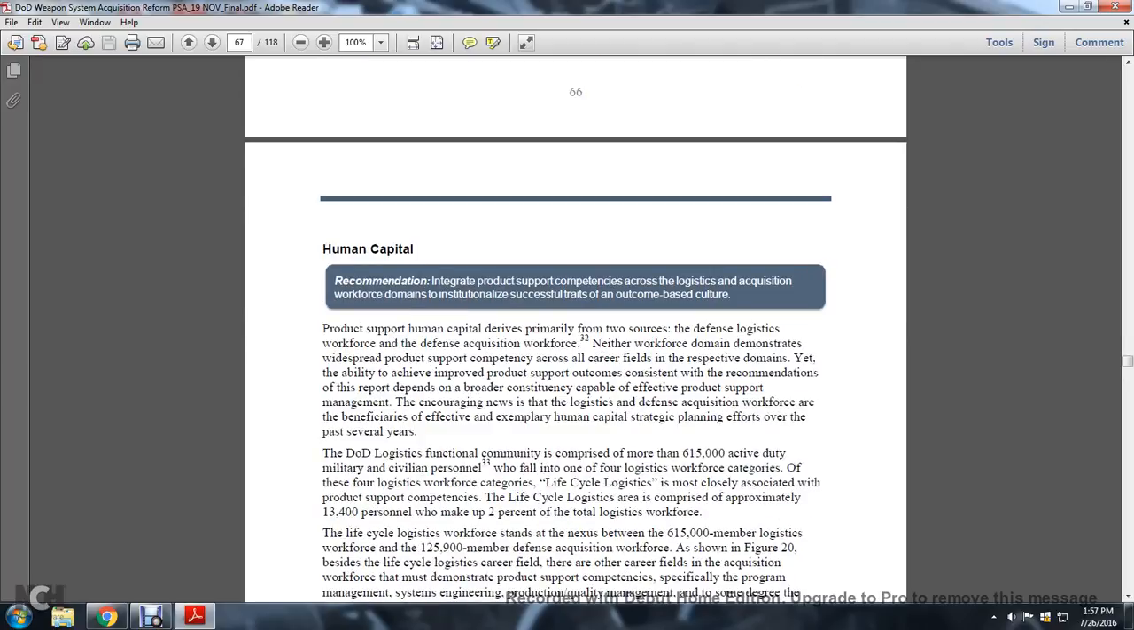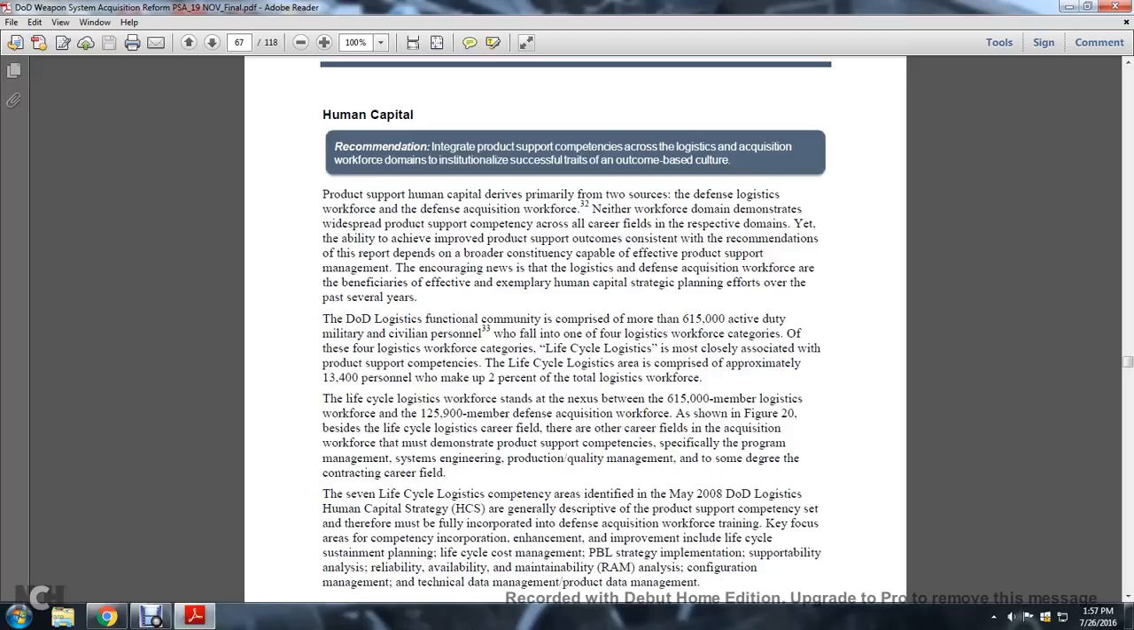Human capital. Our recommendations are integrated with support of the competency across the logistics and acquisition workforce domains and institutionalizing success traits of an outcome-based culture. Product support capital derives primarily from two sources: the defense logistics workforce and the defense acquisition workforce. The workforce demonstrates widespread product support competency across the career fields and their respective domains, yet the ability to achieve and improve product support outcomes, consistent with the recommendations of the report, requires consistently capable and effective product support management.